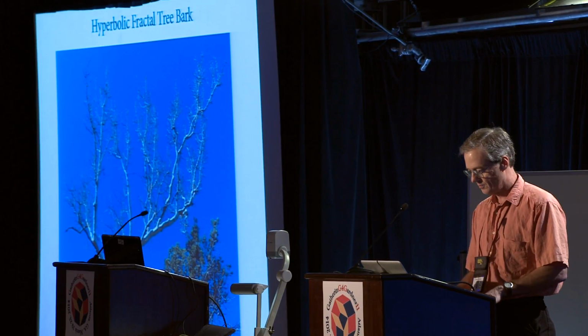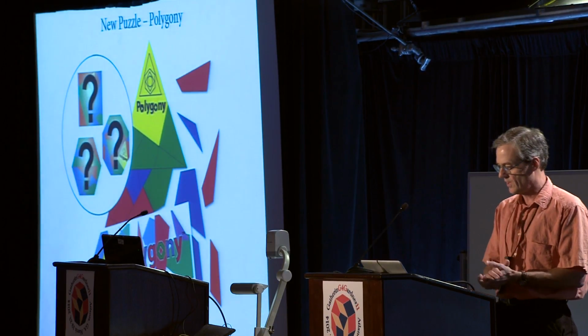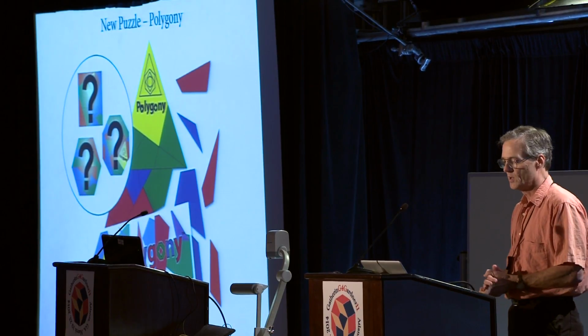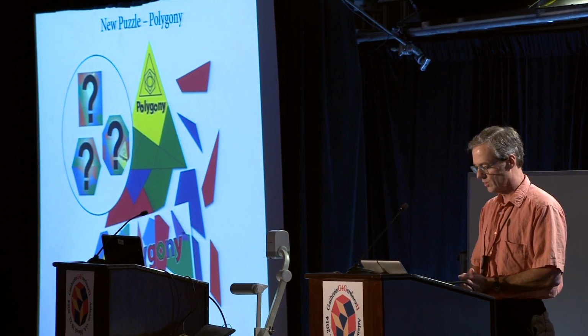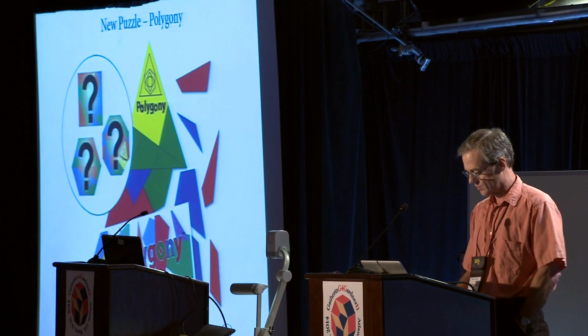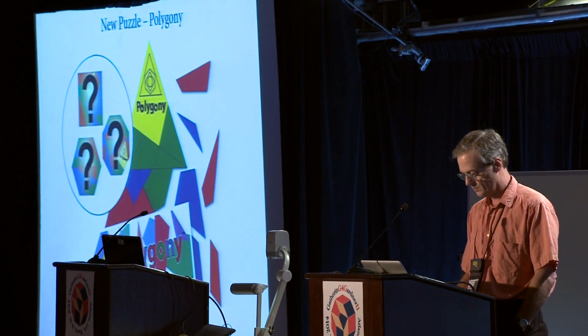Okay, that's the end of that topic. My latest puzzle is called Polygony. It has 23 pieces. There are 4 solutions, and Bill Cutler was the first person to find all 4.